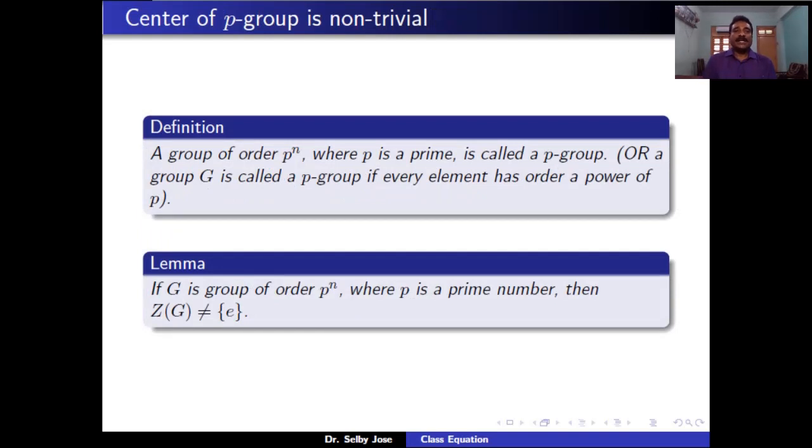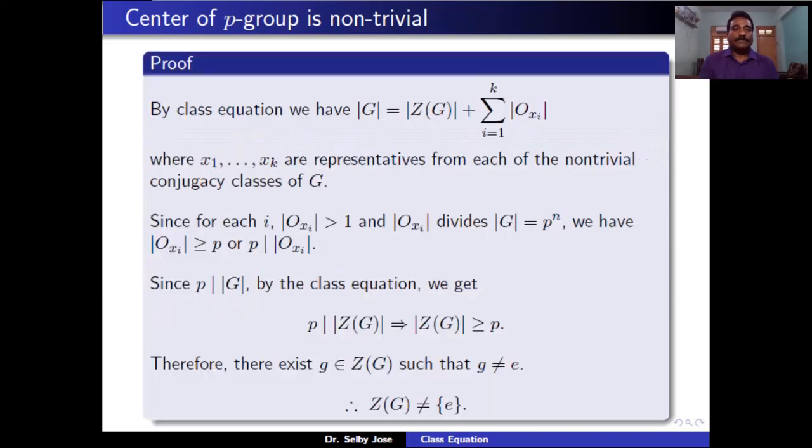Now, using this class equation, we can derive two important properties of a group whose order is p raised to n. Such a group we call a p-group. That means a group of order p^n is called a p-group. And using the class equation, we can show that the center of a p-group is non-trivial. That means the center contains more than one element, other than e. So let us see the proof of this.